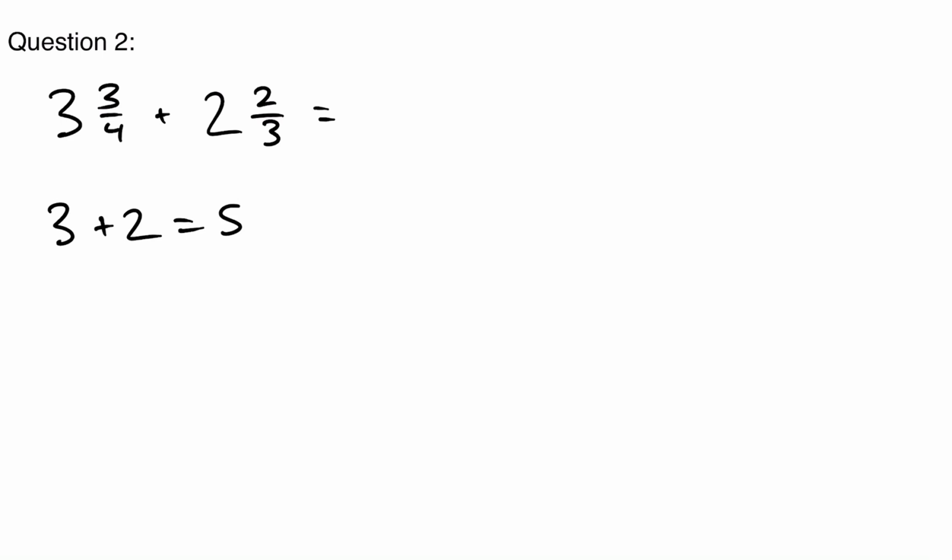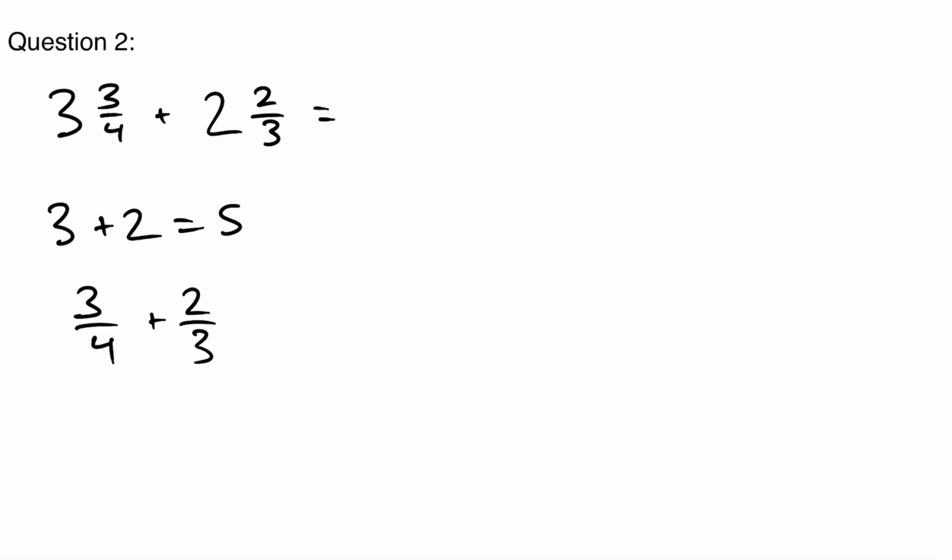Next, we're going to add the fractions separately. So we have 3 over 4 plus 2 over 3. Now once again, we have different denominators. So we're going to have to find a common denominator. And to do that, we have to find the lowest common multiple.